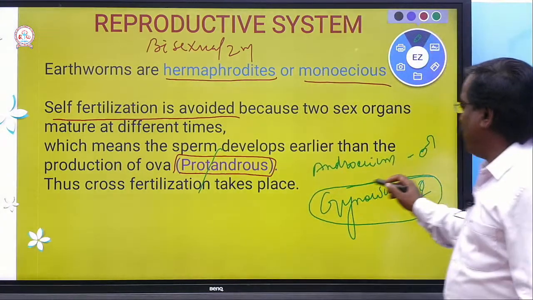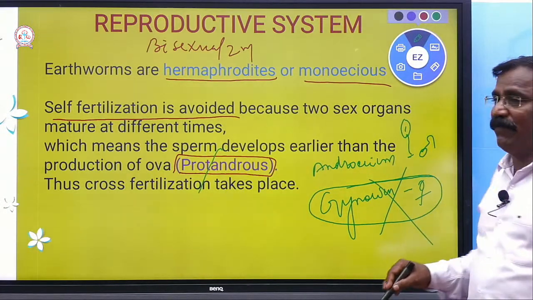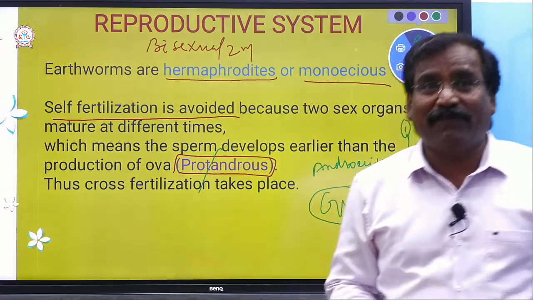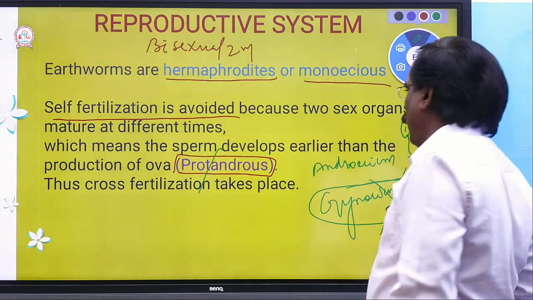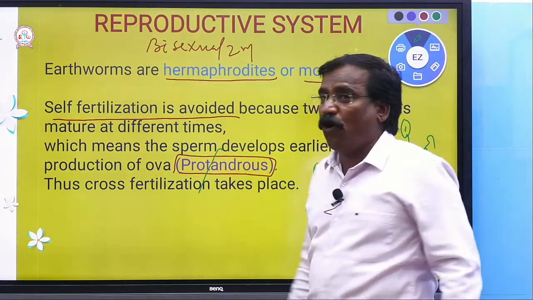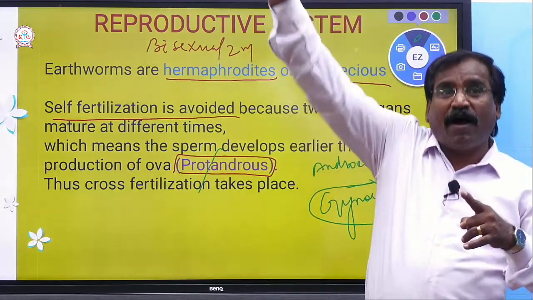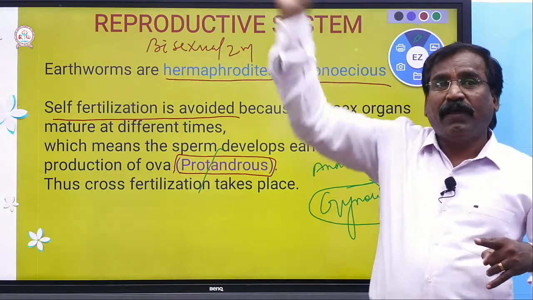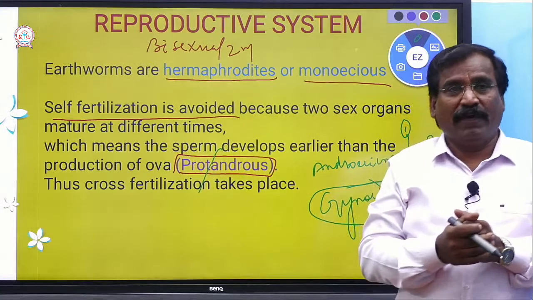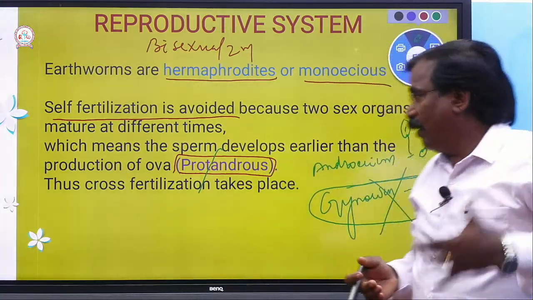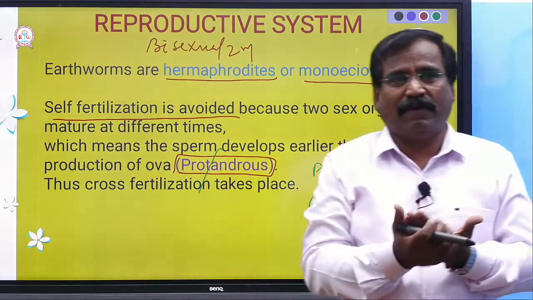The spermatozoa develop and mature, but the egg is not yet developed. That is called the protandrous condition. We have studied protozoa, the first formed; proto means earlier. So protandrous. See what a mechanism it is.